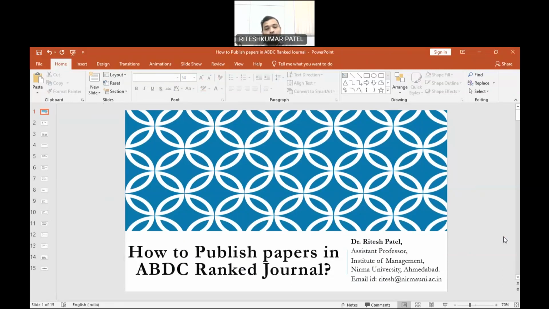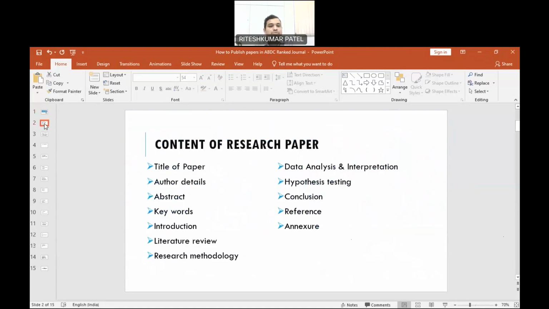So what ABDC journals are looking for first and foremost is the novelty of your idea. For that, you need to do a little brainstorming on the topic, and then only you can decide whether you can move with this topic or not. Because the first and foremost thing is novelty of your idea. If your idea is novel, then definitely it will be accepted very easily. So let's move ahead.